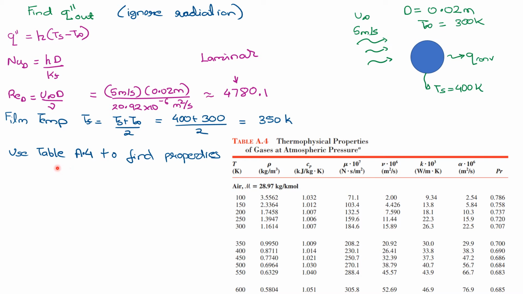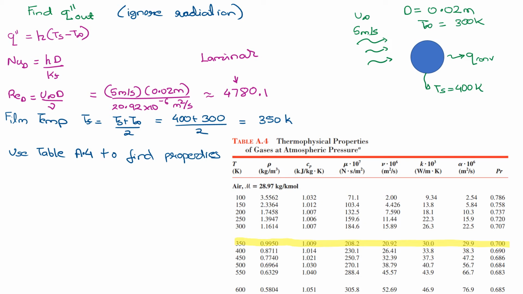To find the properties, you have to refer to table A.4 in Appendix A, which is at the back of your book. This is how the table looks. We need the values at 350 Kelvin. These are the values that we are interested in.